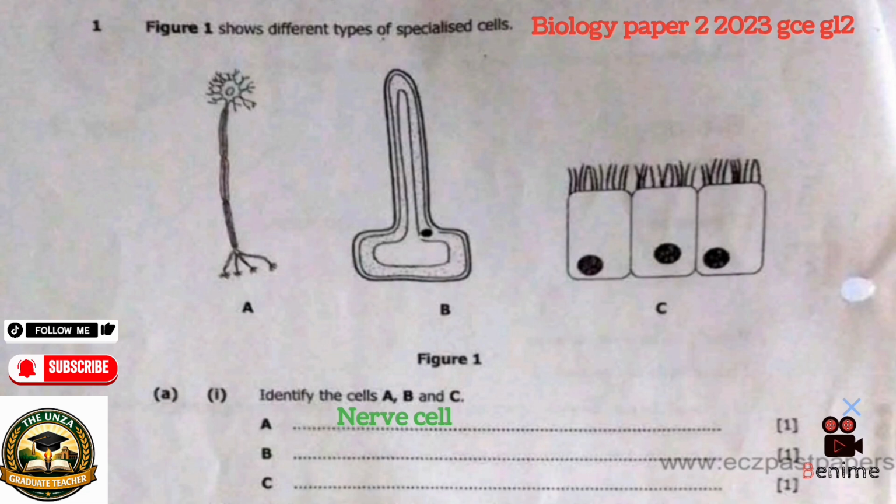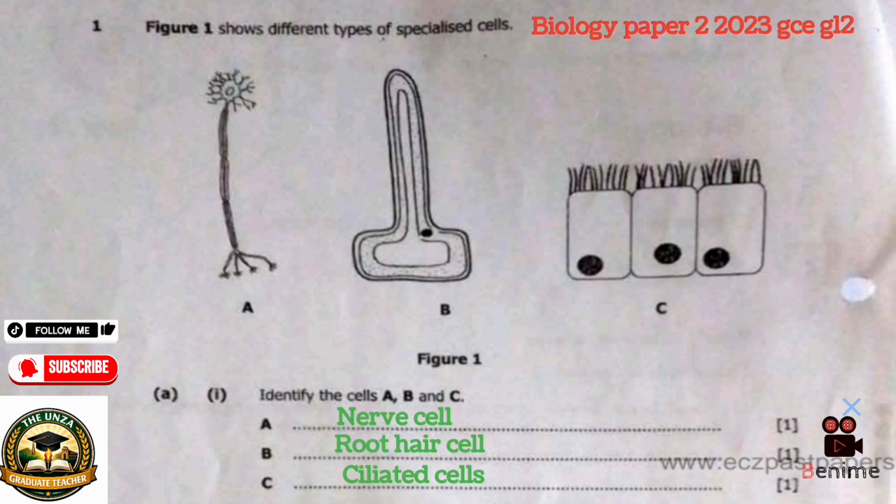Now B is a root hair cell. It has a long hair-like extension coming from the cell. This extension increases surface area for absorption, which is the characteristic of the root hair cell in plants. Then C is ciliated epithelial cells. The reason is the top surface has many small hair-like structures called cilia.